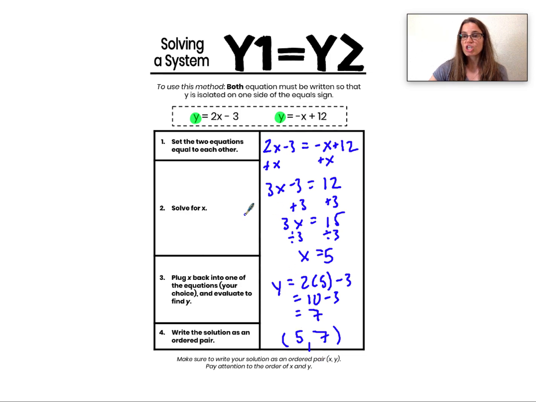In order to check your answer, you can plug that ordered pair back into both of the equations. You used the first equation to find y, so the most important equation to use to check would be the second one. So I'm going to plug in 7 for y. Does that equal negative 5 plus 12? Does 7 equal 7? Yep. So I've checked that (5, 7) is a solution to the second equation. I could check the first equation, but I already used it to find my value of y, so I'm pretty confident.